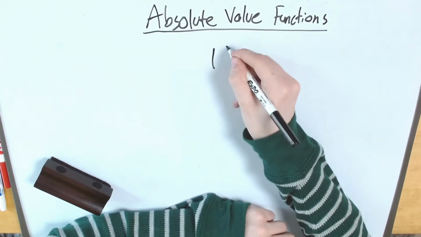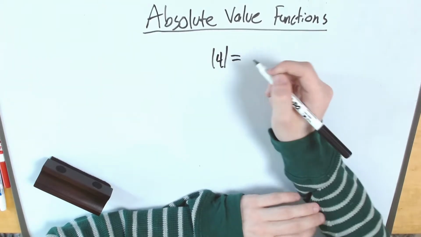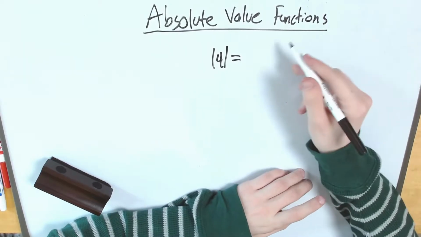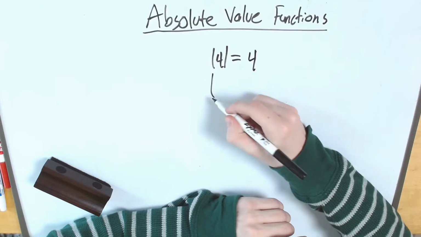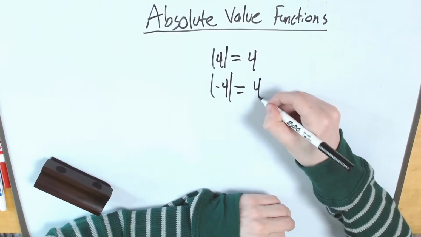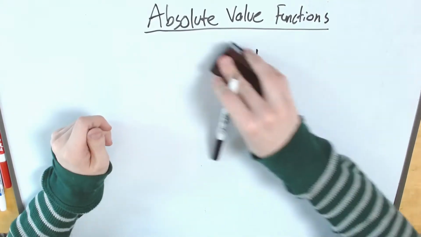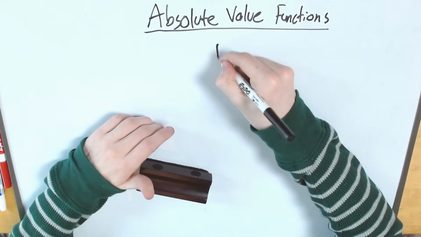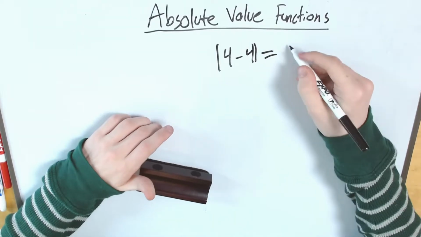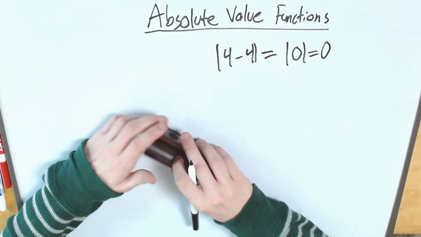It's these two bars. And the idea is if we put any number in here, we're going to get the positive or non-negative version of that number. So if I put in 4, I'll get 4. And if I put in negative 4, I will also get 4. I will never get a negative number with an absolute value. But I can get 0. If I put in, let's say, 4 minus 4, which will simplify out to 0, I will get 0. That is allowed.